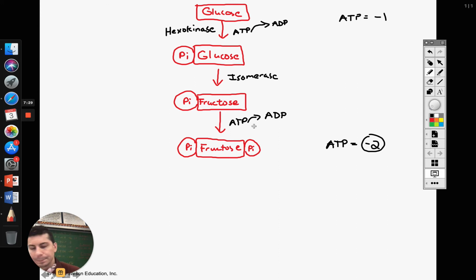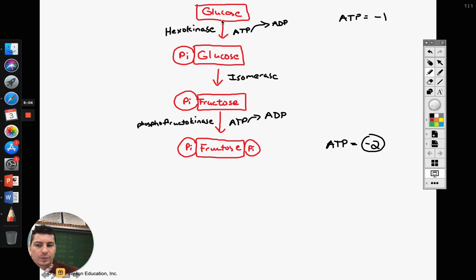And again, guys, anytime you see ATP being transferred into ADP, our enzyme is going to have something to do with a kinase. So this one is phosphofructokinase. We're adding a phosphate to the fructose, and it's a kinase. There you go.